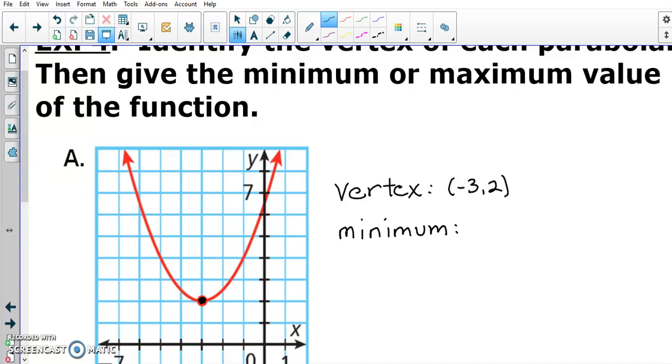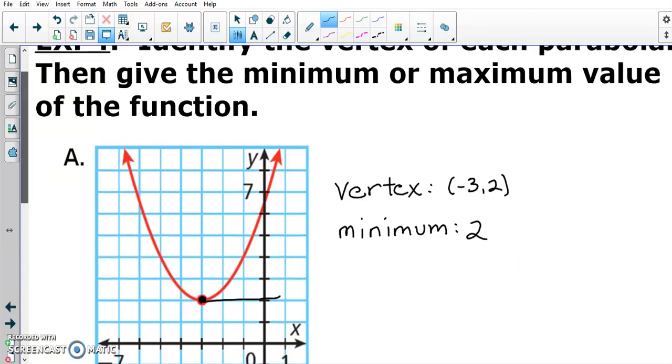And then we just label the lowest point, which is the y value. So as you take a look at that, that y value is 2. So it has a minimum of 2. Okay, vertex labeled as an ordered pair. Minimum or maximum would be the highest or lowest y value. So that one minimum is +2.